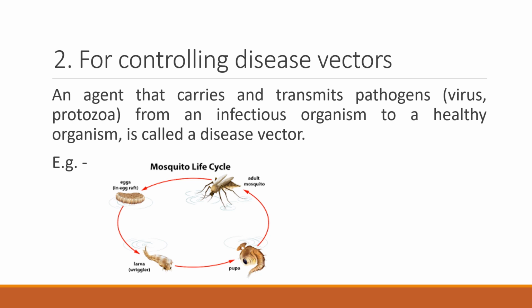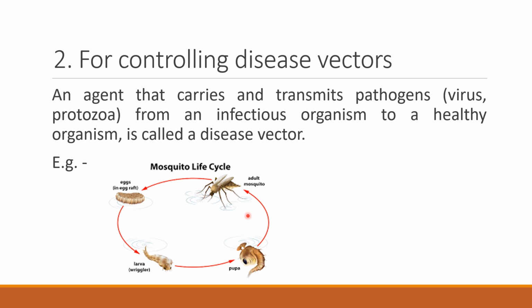So, if you know the stages of the life cycle of the mosquito, and if you destroy the stages of this mosquito's life cycle, if you remove the mosquito from our environment, you can easily prevent the diseases which are caused by the microorganisms transmitted by these mosquitoes. That is why we destroy the mosquito breeding places.